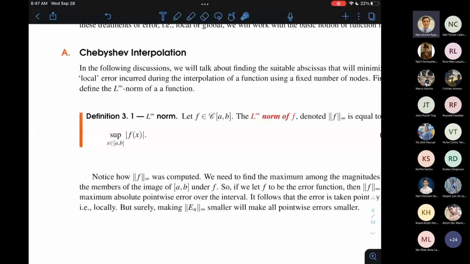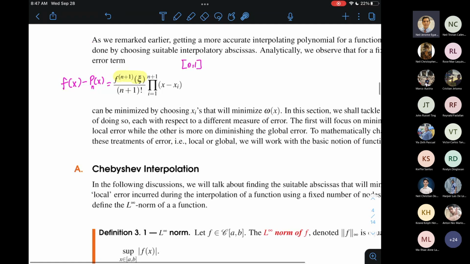In section A, pipiliin natin yung x sub i's para mapababa yung L infinity norm ng ating error. Okay? Kasi paano natin minimeasure yung error, right? Yung ating error ay function ni x. So how do we measure the size of a function? Kasi kung imeasure natin ang size ng isang number, kukunin lang natin yung absolute value. Pero paano natin imeasure ang size ng isang function over an interval a, b?